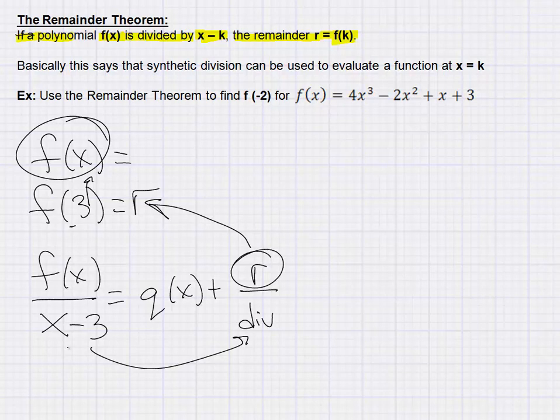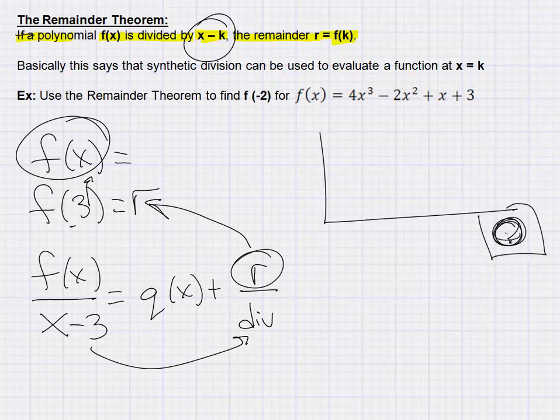Now, if we're dividing by x minus 3, or by x minus k, we can use synthetic division. And when you do synthetic division, the last number you get in the row, whatever it is, that's going to be your remainder. So that's going to be f of whatever the opposite of this is. Okay, or sorry, f of whatever this number is here. So let's see it in an example.